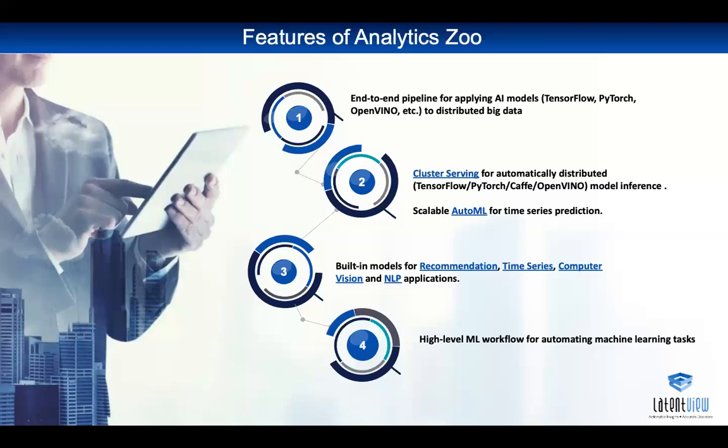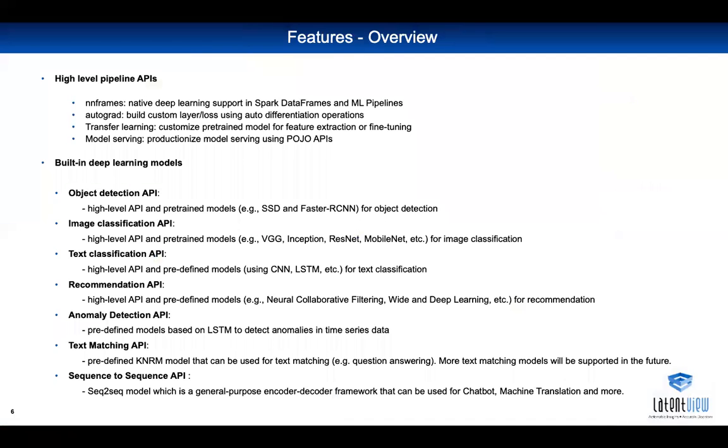It also provides scalable AutoML. There will be task executors and managers that take care of how many clusters to spin up, so it can scale automatically. Even cluster serving is evenly distributed automatically. In addition to that, they provide built-in models, which we will see further on, and a high-level ML workflow. I'll give you a sample of how an ML workflow looks. So this is the overview of its features, one level deeper. Let's go to NNFrames.